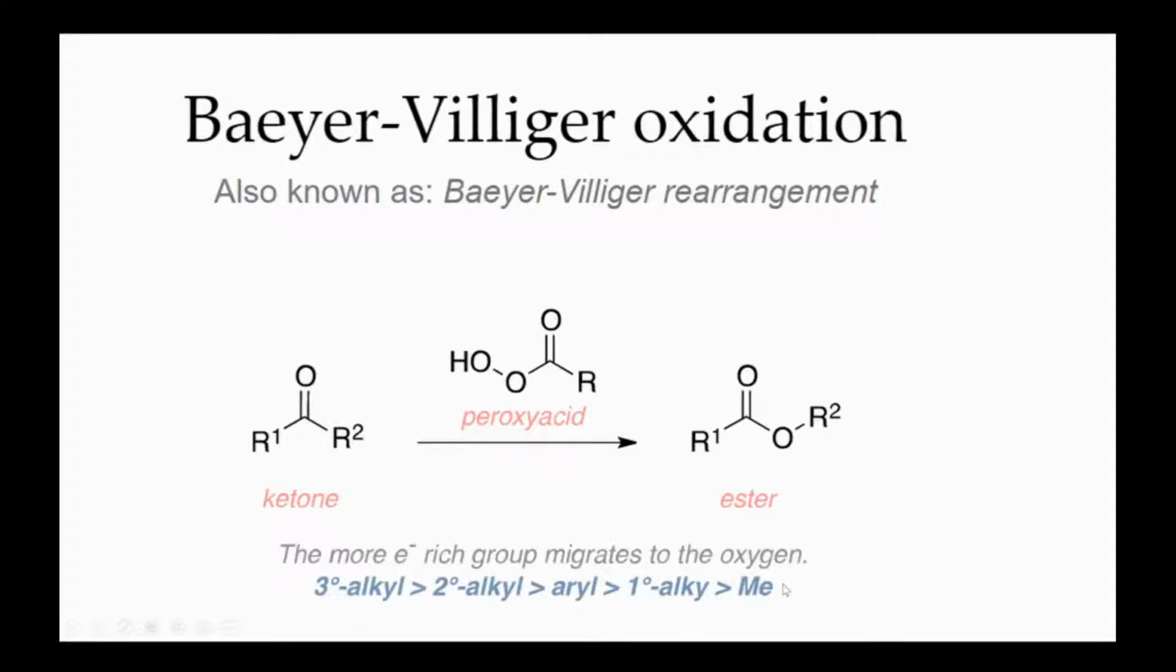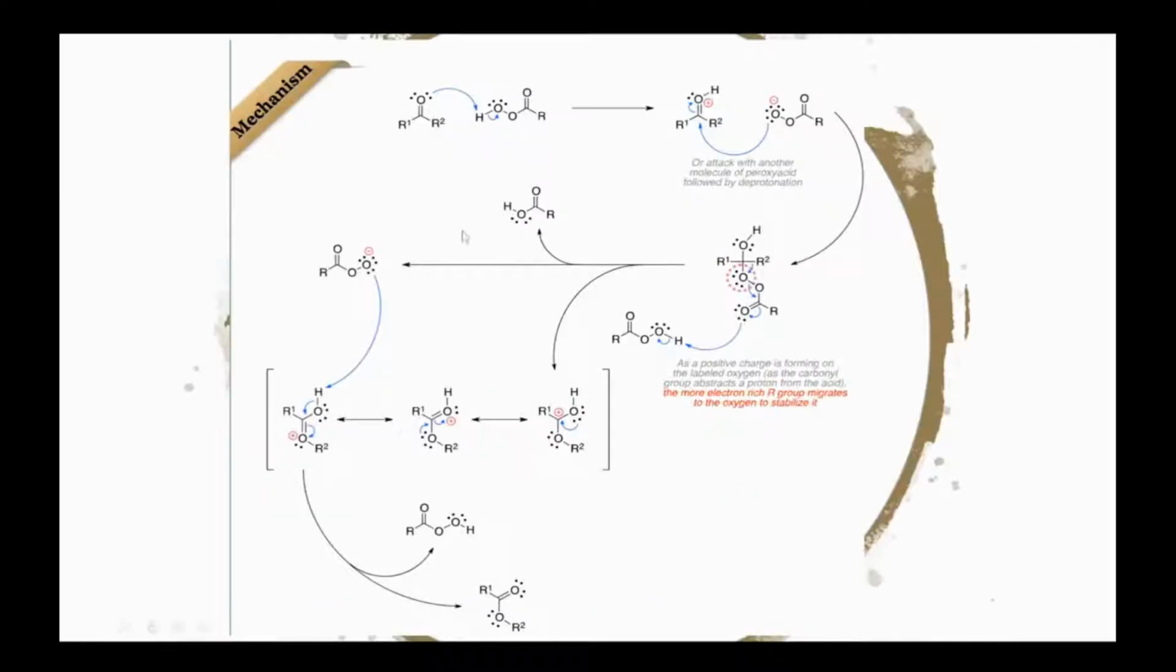So we will discuss this migration in the mechanism, and we will discuss the Baeyer-Villiger oxidation mechanism. But the important thing is the migratory aptitude is really important. So which group is going to migrate is determined by this sequence, like tertiary is more than secondary, and then aryl than primary. So have a look at the mechanism of this reaction.